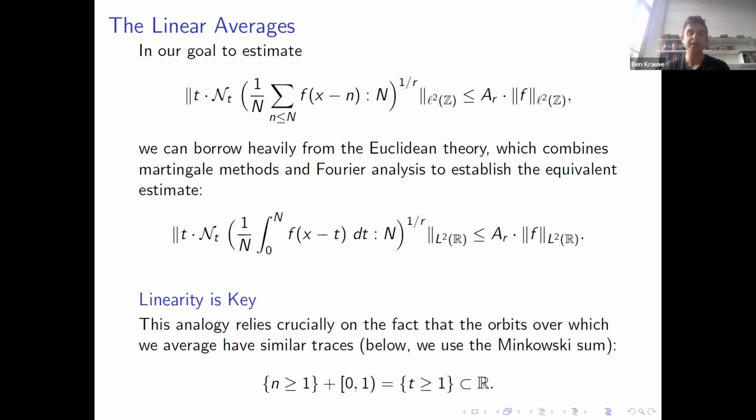In this analogy, the key to this analogy is that the orbits over which we sum have very similar traces. So if I look at the sequence of integers n greater than 1, and I just take the Minkowski sum with a unit interval, I get the sequence t greater than 1 inside of R. So I can go backwards and forwards between the discrete orbit at the top of the screen and the continuous orbit in the middle of the screen because of this sum set behavior.